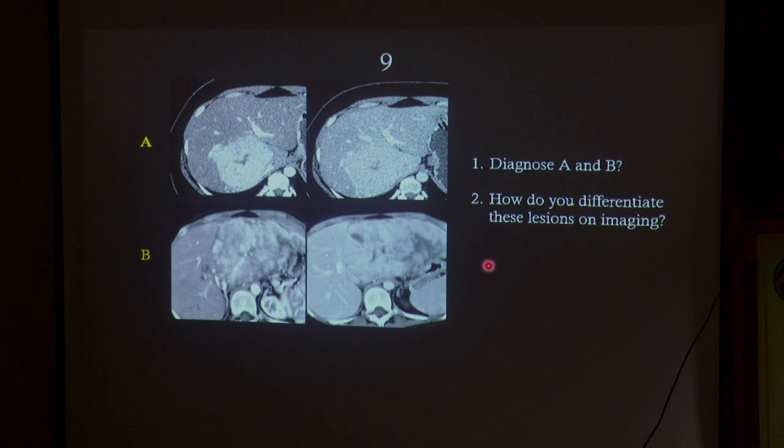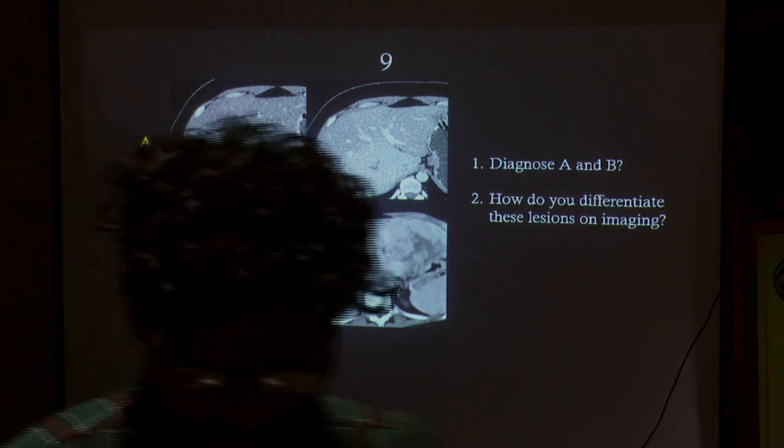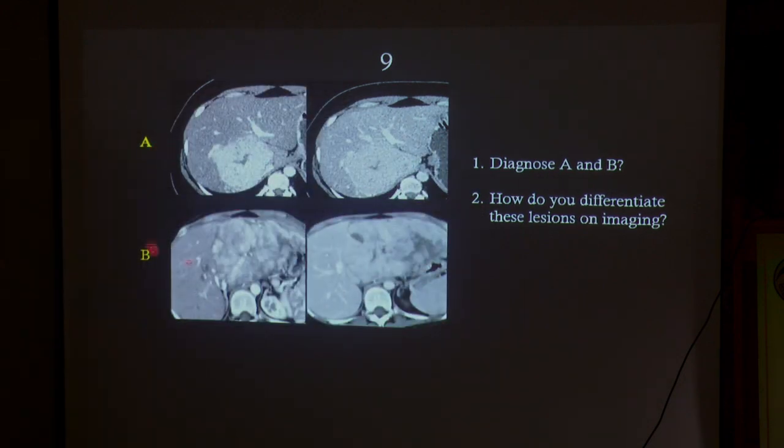So as the next case, I provided you case A and B. So what is A, what is B? This is arterial and this is portal venous phase. So what is A, what is B?